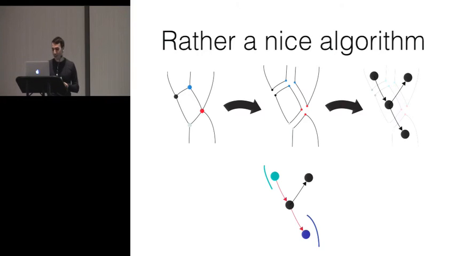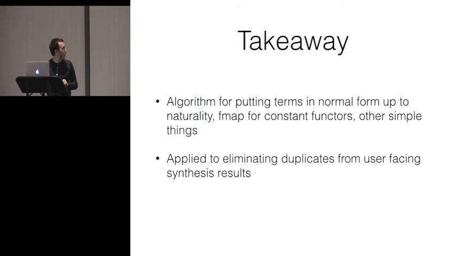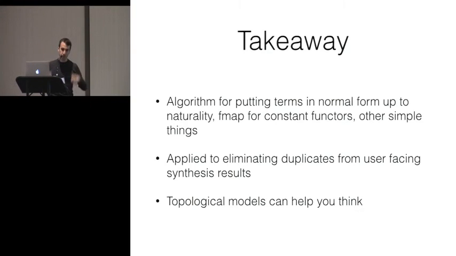Okay, so takeaway. There's an algorithm for putting terms in normal form up to naturality, and fmap for constant functors and other trivialities, which again I refuse to mention. And we apply it to eliminating duplicates from search results in synthesis for this user-facing tool in the editor. And yeah, topological models can help you think.